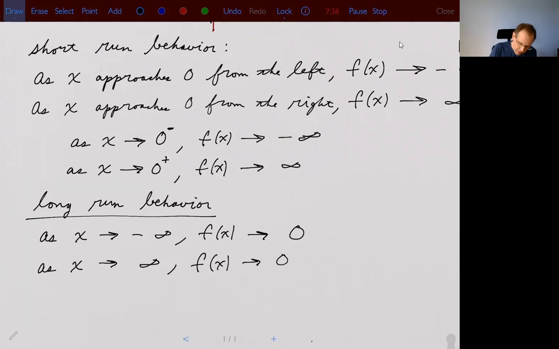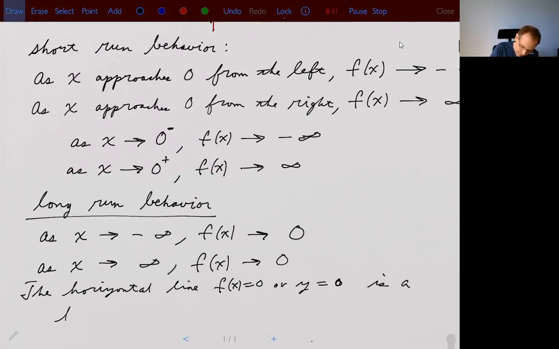So in this case, the horizontal line which has the equation, you can either write it as f of x equals 0 or y equals 0. That line, which is really the x-axis in this case, is called a horizontal asymptote.